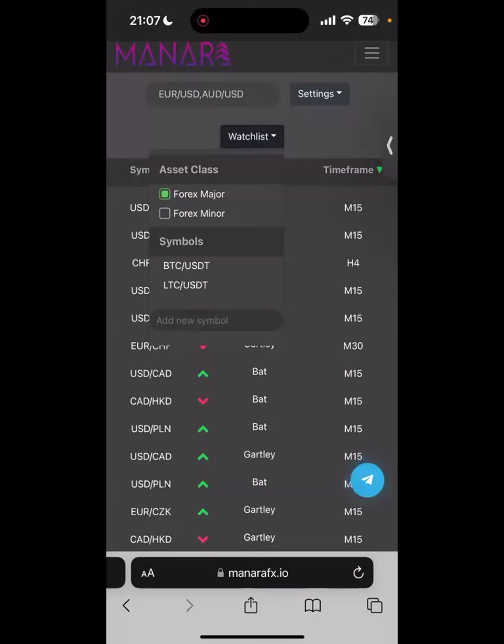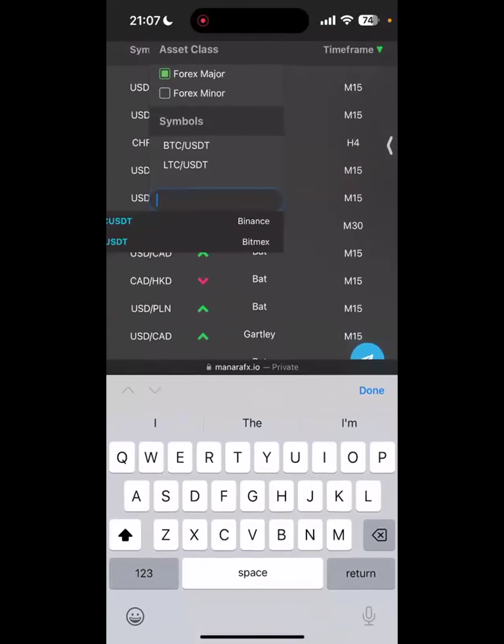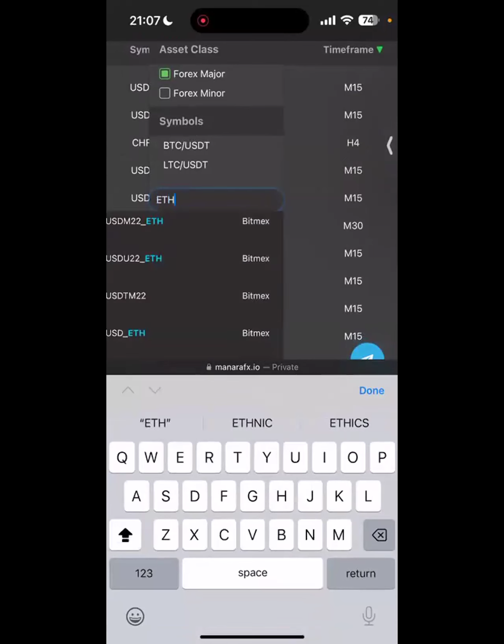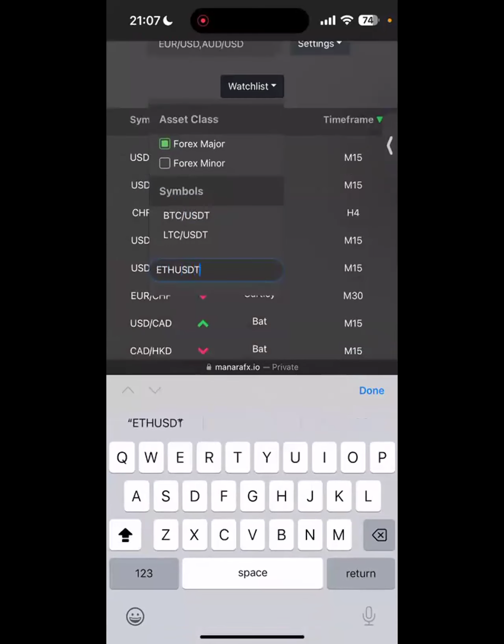Just type. So Chisom, let's type ETH USDT. So it pops up once you type it. What am I typing? The first one I did was BTC USDT, Bitcoin versus USDT. I did Litecoin versus USDT. Now I'm doing Ethereum versus USDT. Or you can do Ethereum versus BTC depending on what you do.